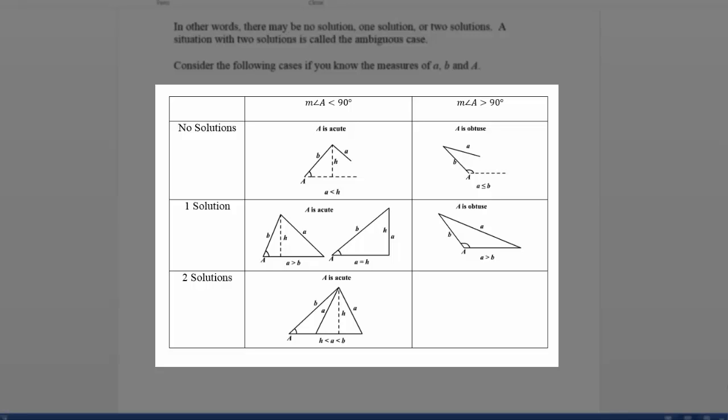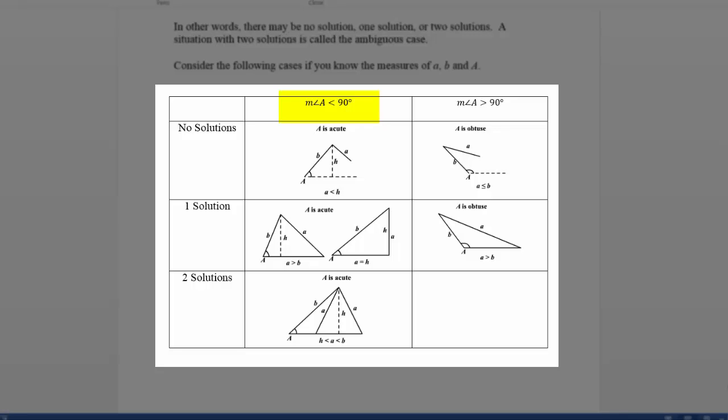And you can see here we use angle A and we use side A and side B. Now keep in mind, in any given problem, the angle does not necessarily have to be angle A. It could be angle B or angle C, and the sides could be other sides. But you're just basically looking to see, is the angle a non-included angle, and is it less than 90 degrees or is it greater than 90 degrees? So as you're looking at this, you can see if it's less than 90 degrees, you have the possibility of there being no solution, one solution, or two solutions.